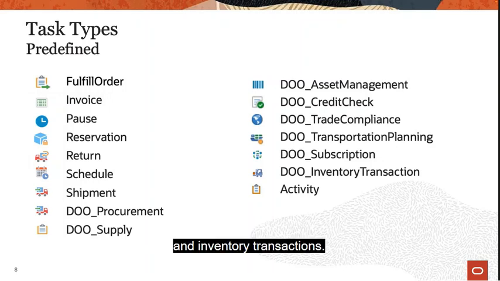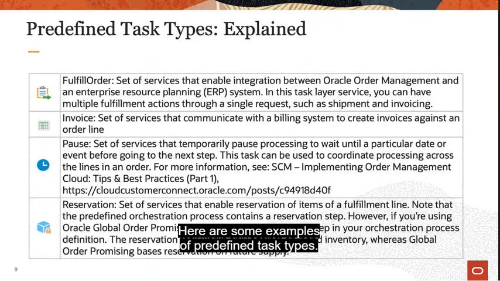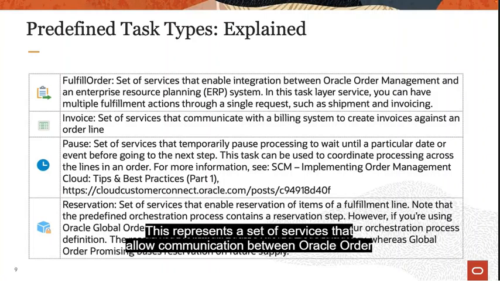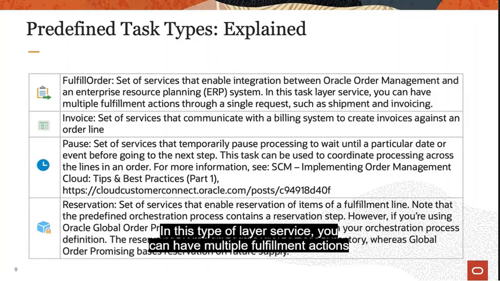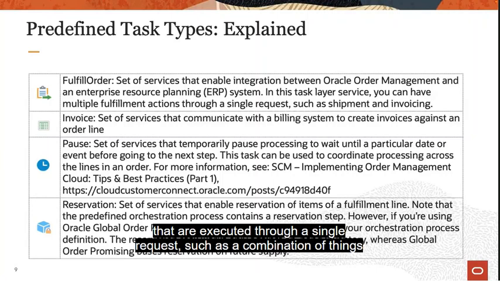Here are some examples of predefined task types. You'll note the first one, fulfill order. This represents a set of services that allow communication between Oracle Order Management and your ERP system. In this type of a layer service, you can have multiple fulfillment actions that are executed through a single request, such as a combination of things like shipment and invoicing.